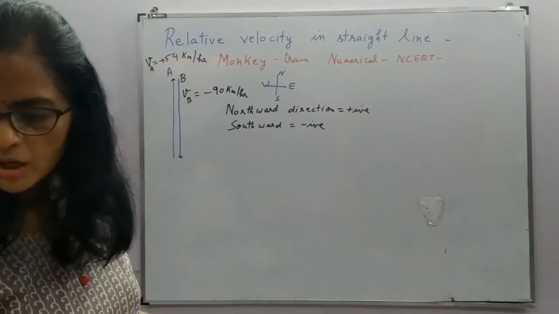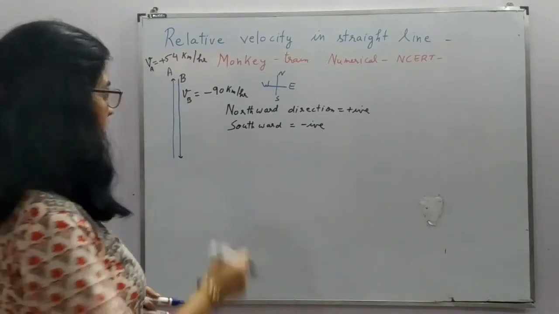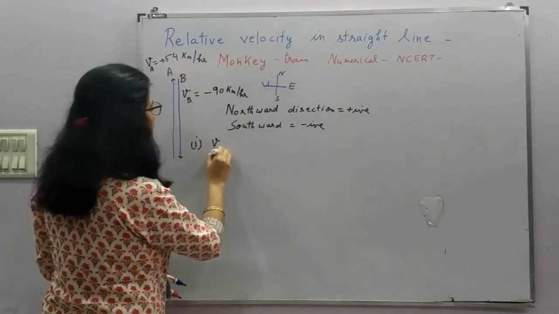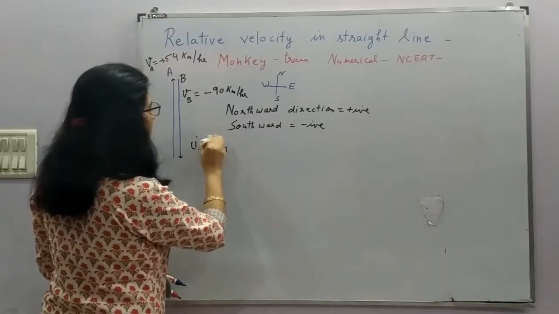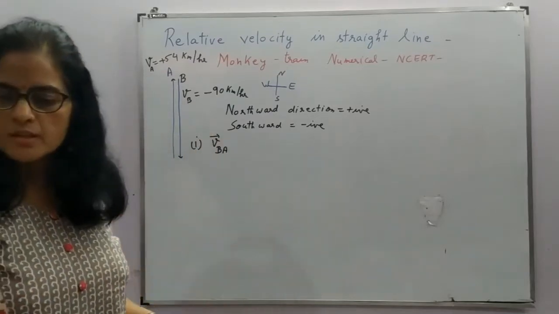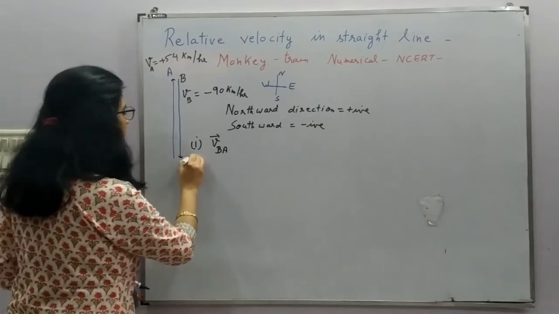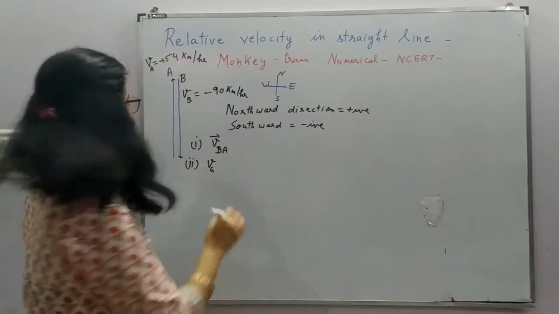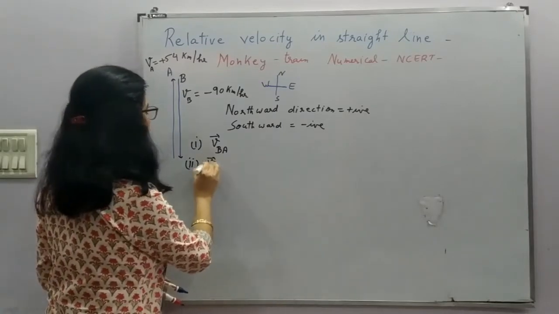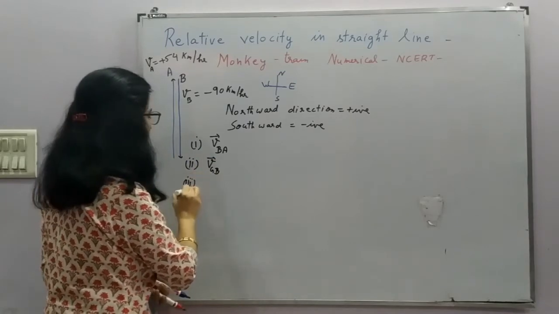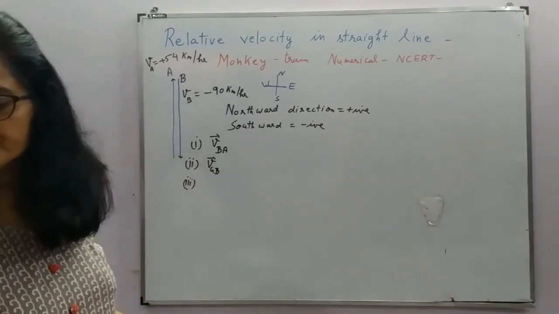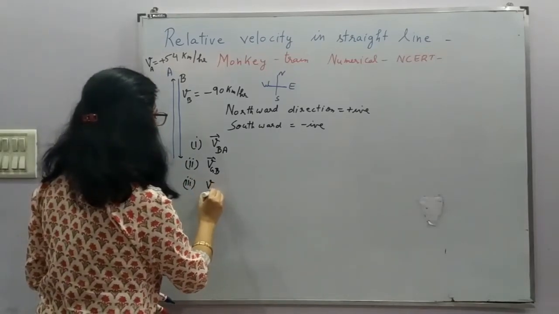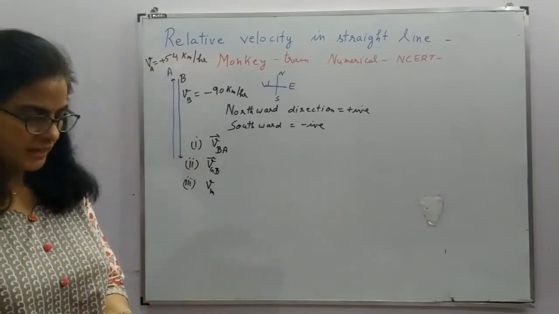Then what is the velocity of B with respect to A? So first part is what is the velocity of B with respect to A? This has been represented by VBA. Second part, they are asking for the velocity of ground with respect to B. So this we will represent like this. Third part, they are asking for the velocity of monkey running on the roof of train A.